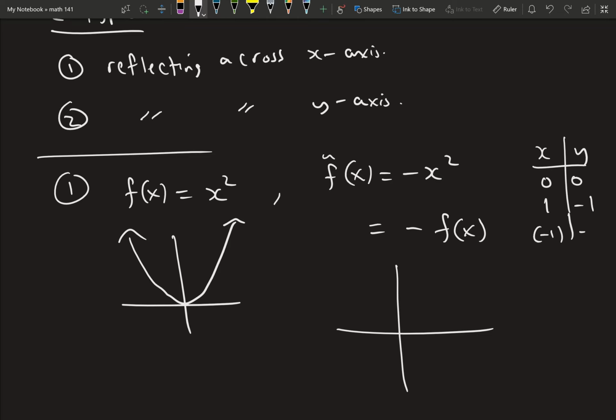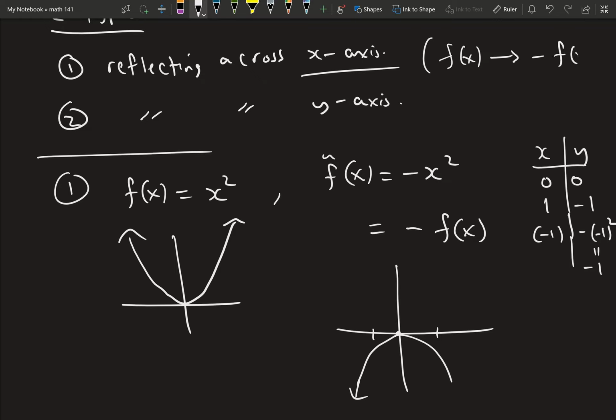Negative 1, if we plug in, we get negative 1 squared, and that equals negative 1 overall, because there's 3 negatives there. So what ends up happening is you simply take your parabola, and it points downwards instead of upwards. And so this is an example of reflecting across the x-axis. So this corresponds to whenever you start with a function, and the new function you have is simply the negative of the entire function that you started with.